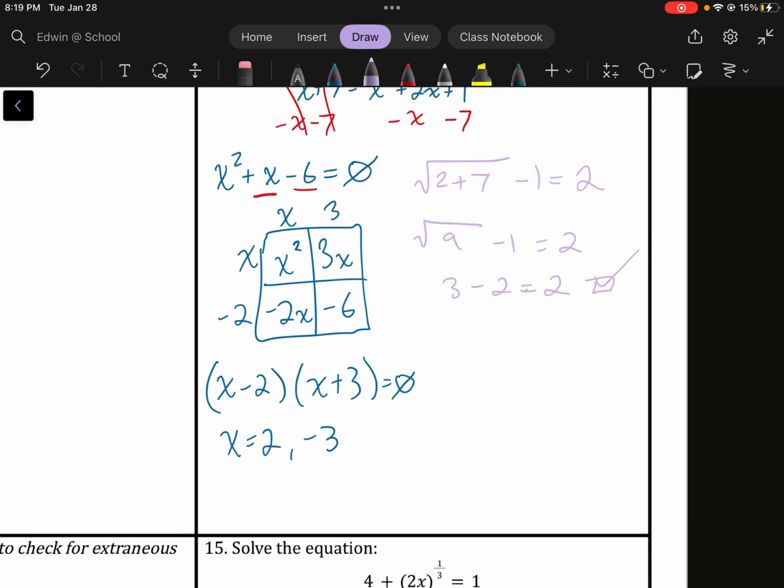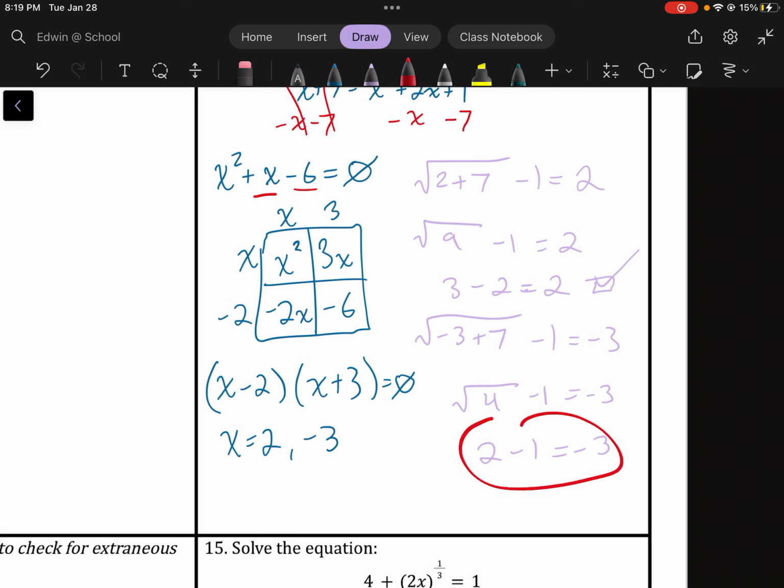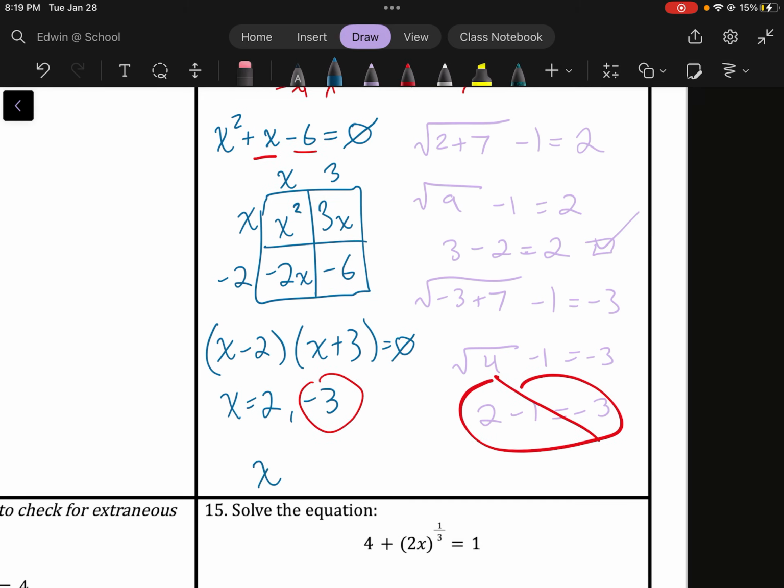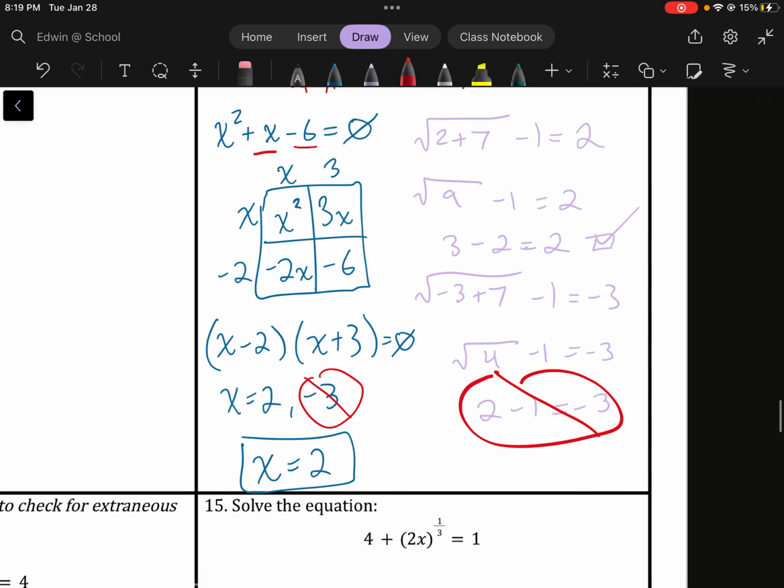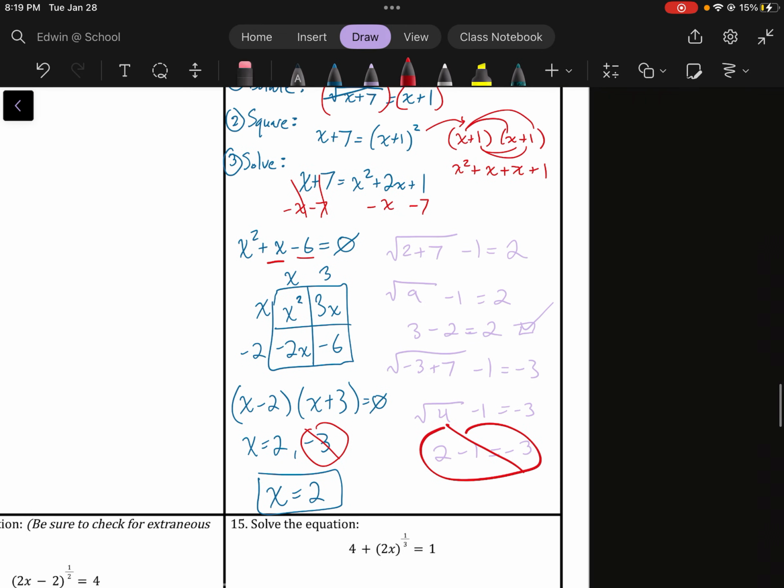Now we're going to plug in negative 3, and we're going to see how that looks. So negative 3 plus 7 minus 1 is equal to negative 3. Now negative 3 plus 7 is 4 minus 1 is equal to negative 3. That's like 2 minus 1 is equal to negative 3, which does not seem to make any sense. This means that negative 3 does not work. Whenever we plug it in, we're not getting the equality that we expect in the equation, meaning that we just have x equals 2 as our answer. And x equals negative 3 is not a solution. It is an extraneous solution.